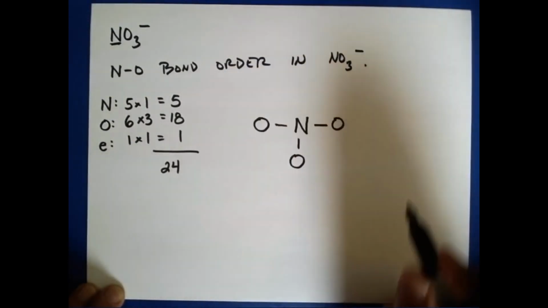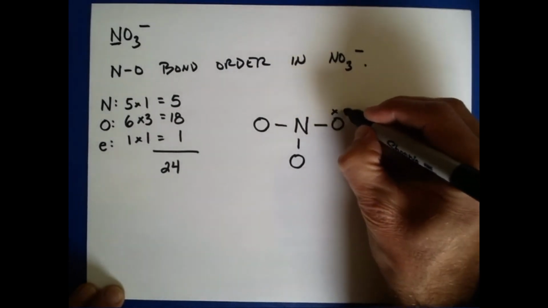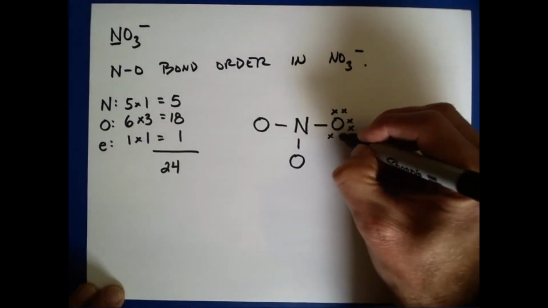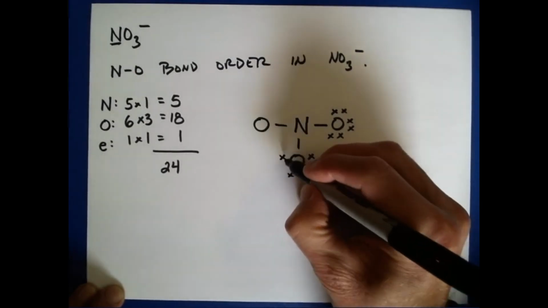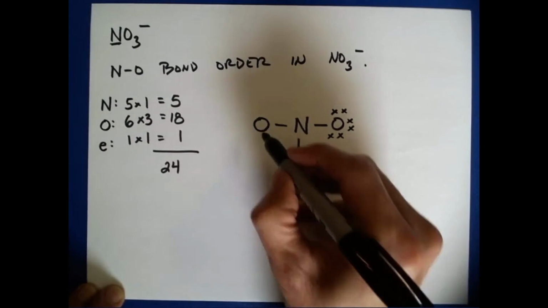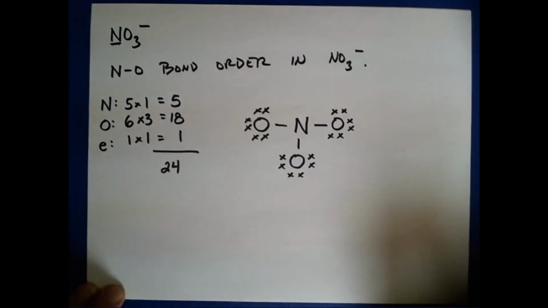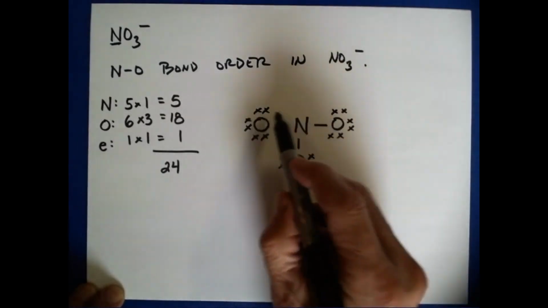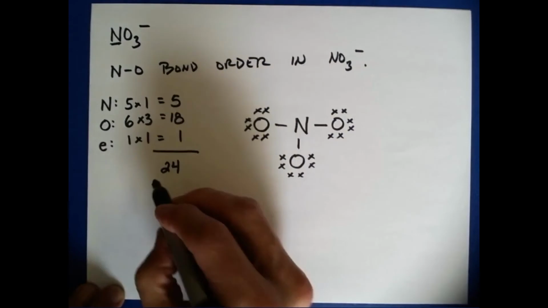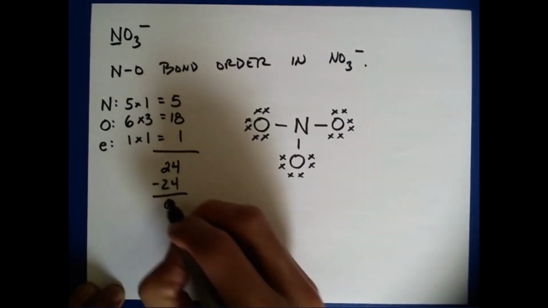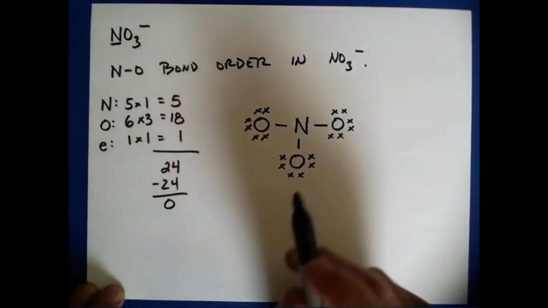And then we satisfy all terminal atoms with a stable octet. So this has 1, 2, 3, 4, 5, 6, 7, 8. 1, 2, 3, 4, 5, 6, 7, 8. And this one, 1, 2, 3, 4, 5, 6, 7, 8. I count how many valence electrons I've used total: 8, and 8 is 16, and another 8 is 24. So we've used them all up. If there were any left over, they would go on the central atom.